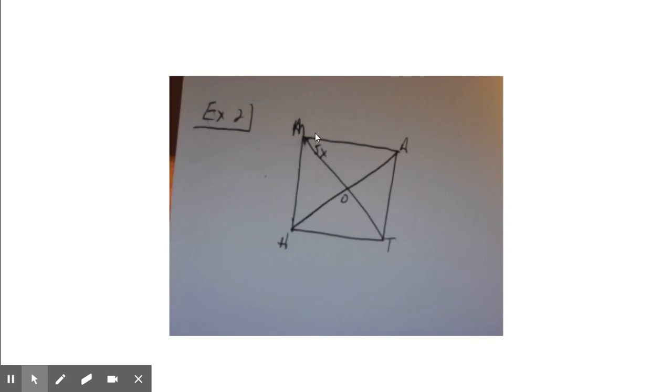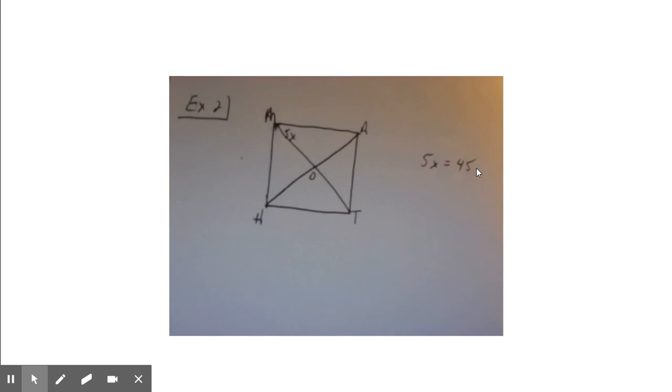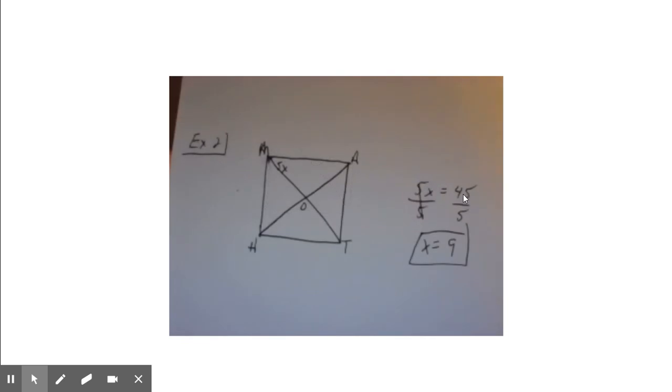So what do we know about the corners of a square? We know that they're right angles, that they're 90 degrees. We also know that the diagonals bisect or cut these angles in half. So what's half of 90? So if you said 45, that's correct. So this angle right here is 45 degrees. So to solve for x, we say 5x equals 45. And then this is the easiest one. We divide by 5 on both sides. X equals 9.